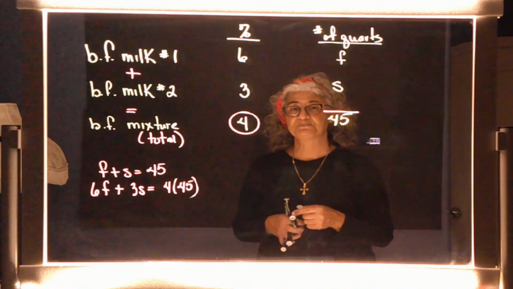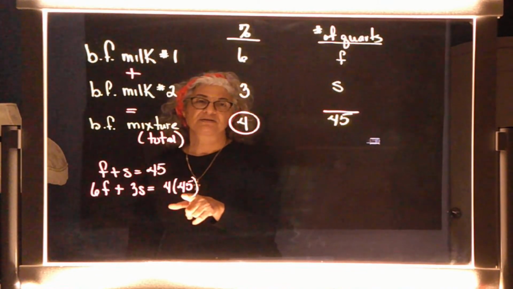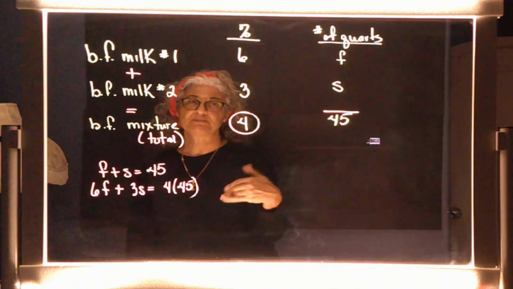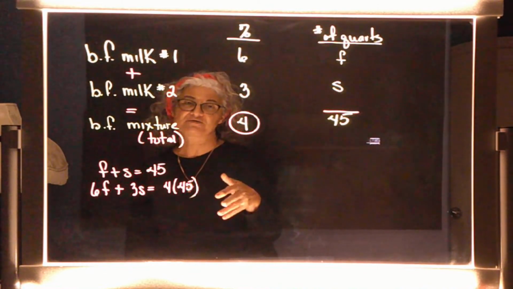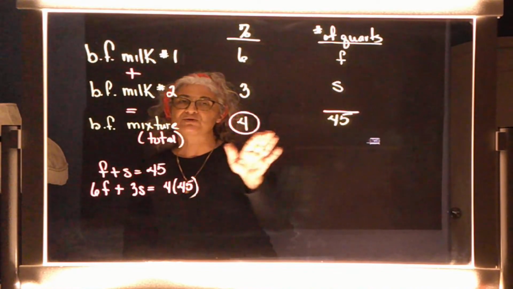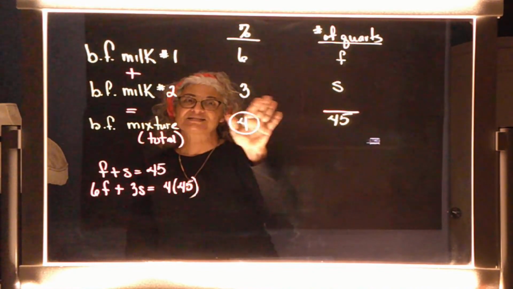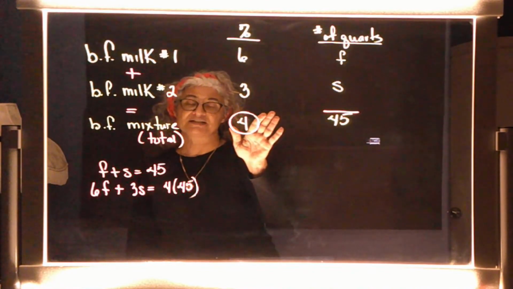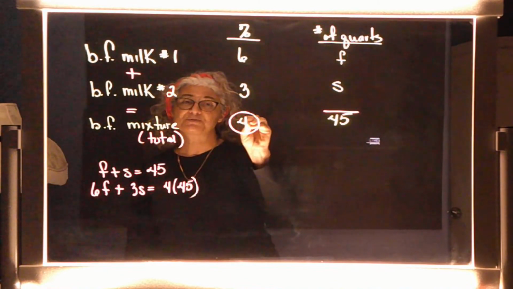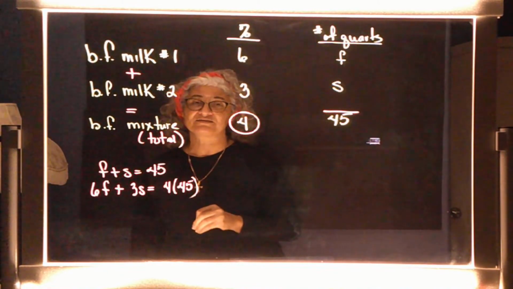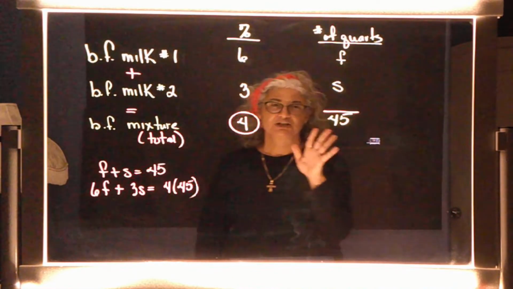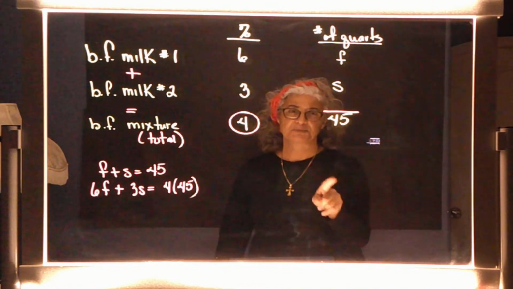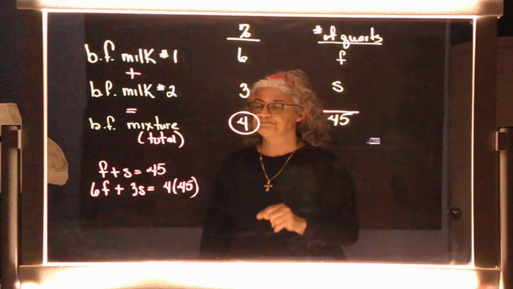Cool? The difference here versus that frames problem: the frames problem literally gave me the total cost of the frames. This isn't a total. This gives me the percentage of the 45 that's butterfat. With me? Okay, well, pause it, rewind, play again. All right? Okay.